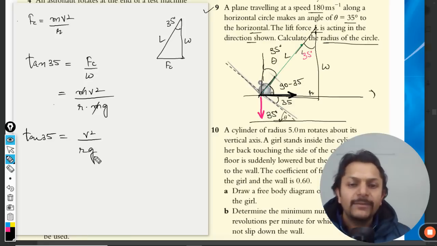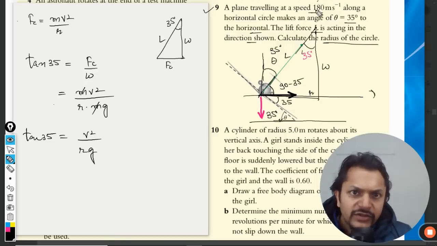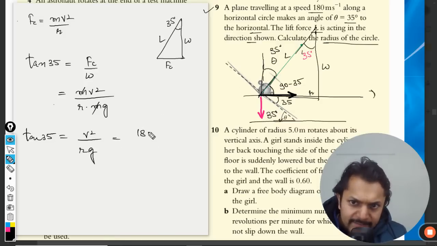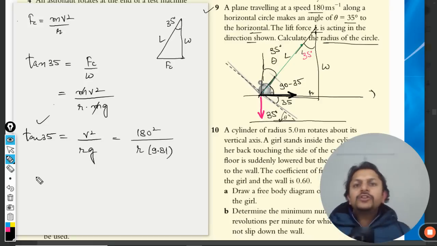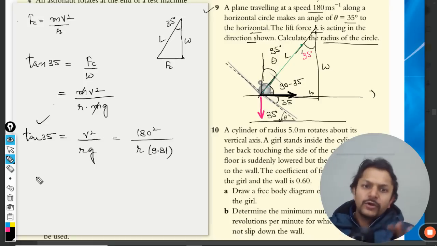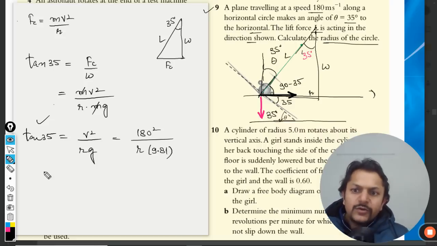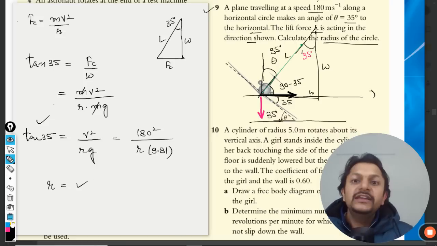With the help of a calculator, we can find it. The velocity is given as 180, the radius is unknown, and gravity can be taken as 9.81. This will be tangent 35. I'm not using my calculator now, and we are not wasting time for that. So from this equation, you can find the radius.